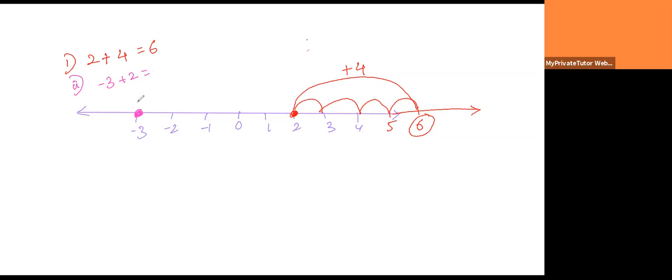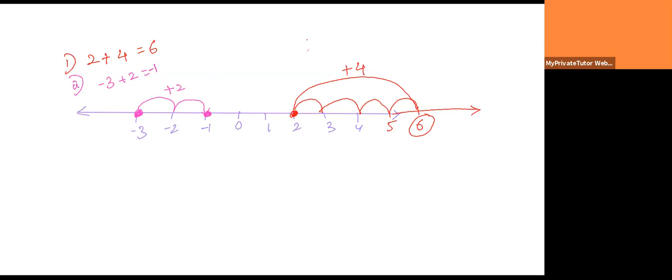Let's see how. Why minus 1? You might have a question, why? See, we are adding 2 to minus 3. Adding means it goes obviously to the right side, right? So adding 1, this is a 2. So this is the answer. This portion is the answer. So minus 3 add 2 is nothing but minus 1.